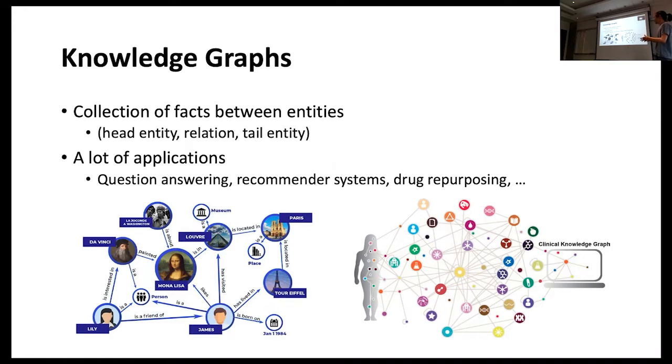This kind of structured knowledge graph has a lot of applications in the real world, ranging from question answering in natural language processing to recommender systems. Very recently, it's also become popular to apply knowledge graphs to drug repurposing, because drug repurposing considers a knowledge graph of proteins in the human body, diseases, and drugs, so that you can infer new relationships between drugs and diseases, and repurpose existing drugs for new diseases.